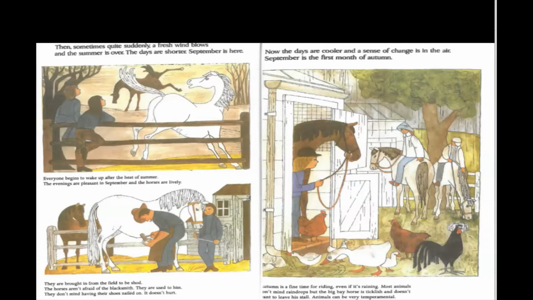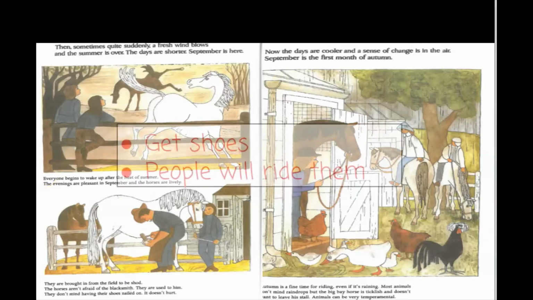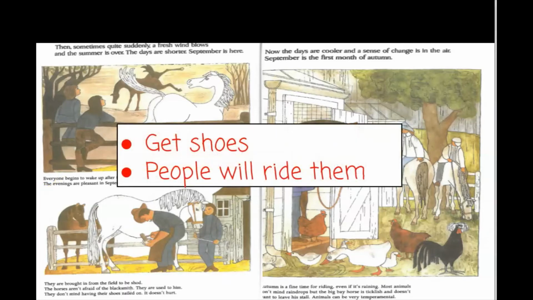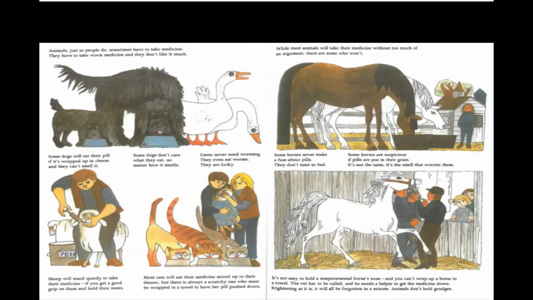What happens to the horses in the autumn? Go ahead and talk about it. I noticed the words and the pictures tell about how the horses get shoes and people ride them. The details on these pages help me better understand that in the autumn time, the horses get shoes put on and people ride them.